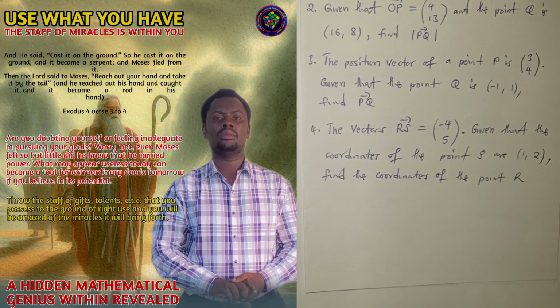The position vector of a point P is (3, 4). Given that the point Q is (-1, 1), find PQ. Find the vector PQ.